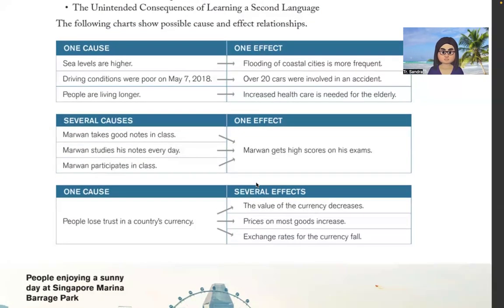So there are one-to-one relationships, and a lot of several causes with only one effect, or only one cause with multiple effects. So up to now, any questions so far? No, teacher. Not yet. Right? Okay, shall we move to another one this time?